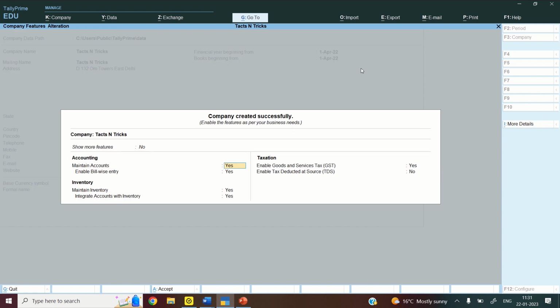Now they are asking for the settings. I don't want bill-wise entry, so I am saying no to bill-wise entry. And I don't want GST as of now, so I am saying no.